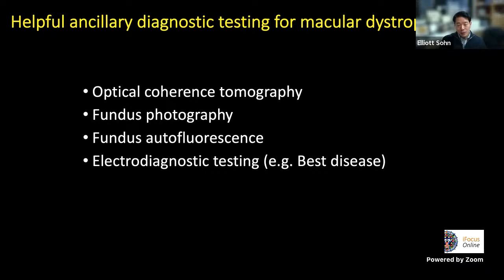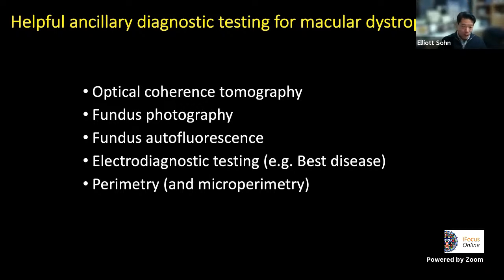So you might get electrodiagnostic testing, probably most useful for Best's disease. There's another disorder or two that I'll talk about where that could be useful as well. But Best's disease is probably the most useful for electrodiagnostic testing if you have electrooculogram testing available to you. Perimetry can be useful as well. I think for certain kinds, like if you have peripheral involvement from a macular dystrophy, like a severe form of Stargardt disease, perimetry is especially useful. I think microperimetry can also be quite useful in these patients for tracking them as well.